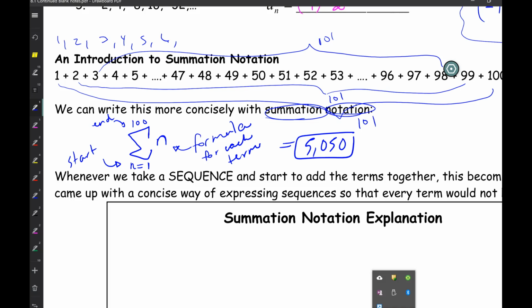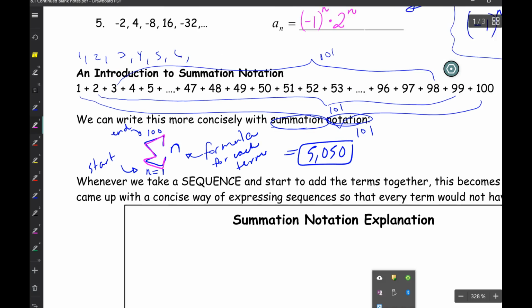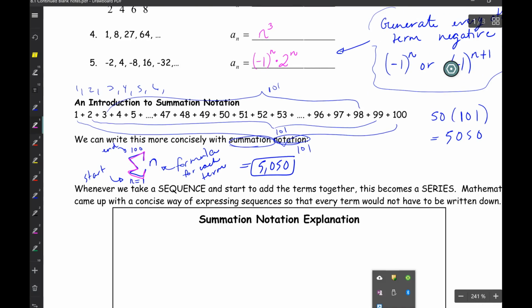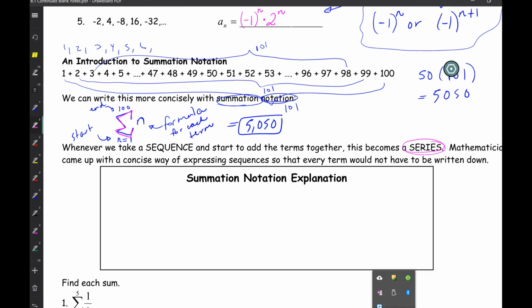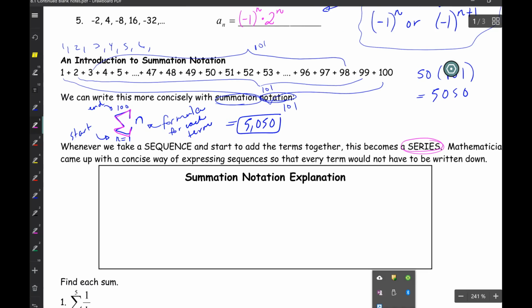This is the new notation that we're going to become more familiar with for the rest of today's lesson: summation, when you're adding up the terms in a sequence. Whenever we take a sequence and start to add the terms together, this summation can be called a series. Mathematicians came up with a concise way of expressing sequences so that every term would not have to be written down.